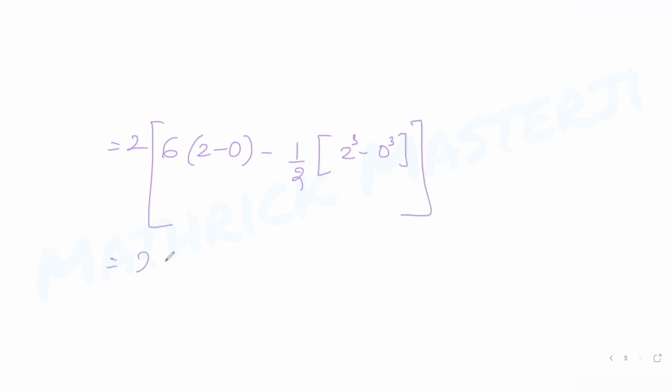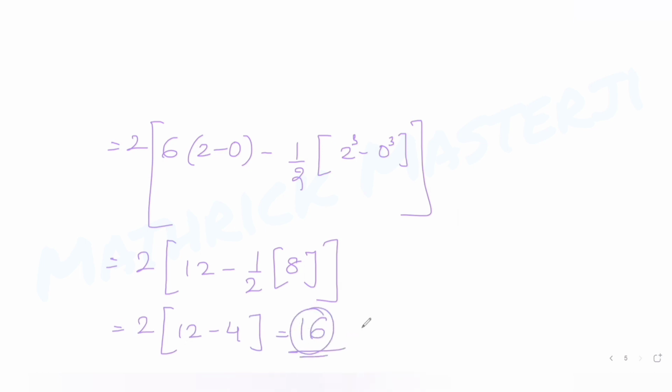So you get that as 2 times (12 minus half into 8). So 2 times (12 minus 4), that is 2 times 8, which is 16. So the area of the region between the two parabolas is equal to 16 square units.